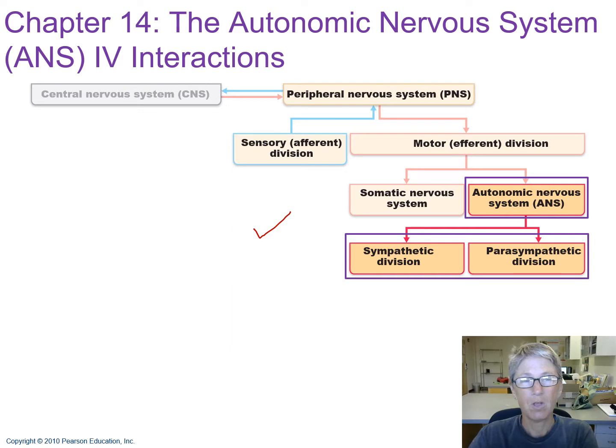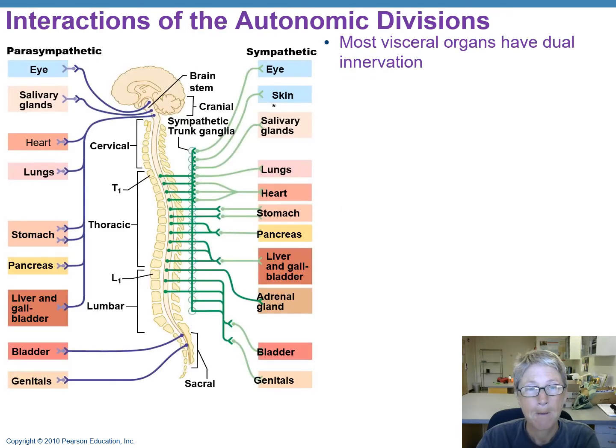So in this video we're going to talk about interactions between the parasympathetic and sympathetic nervous systems. We've seen this cartoon in the previous videos. On the left side is parasympathetic innervation, the right side is sympathetic innervation, and you can see that the parasympathetic and sympathetic divisions of the autonomic nervous system innervate the same structures. For example, the parasympathetic nervous system innervates the eyes, so does the sympathetic nervous system.